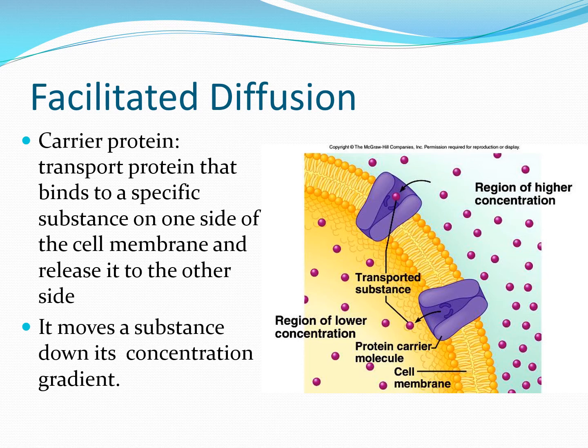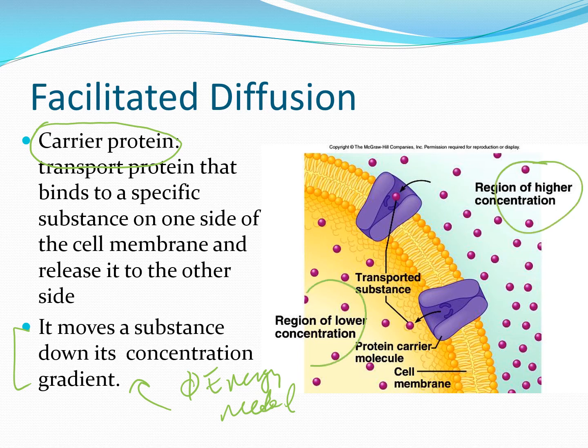Facilitated diffusion uses a carrier protein that binds to a specific substance on one side of the cell membrane and releases it on the other. So this is not specifically for ions itself, but for other types of molecules, if you will. It helps move a substance down its concentration gradient. Another thing to remember about this is that it does not require energy. No energy is really needed in the broadest of terms because it's going from an area of high to an area of low concentration.